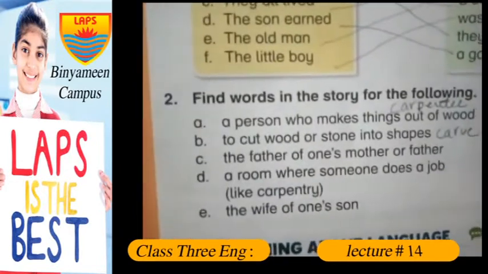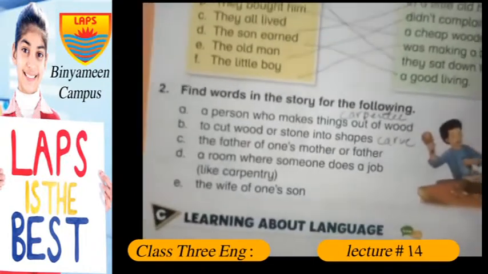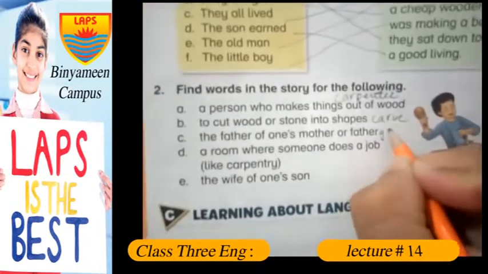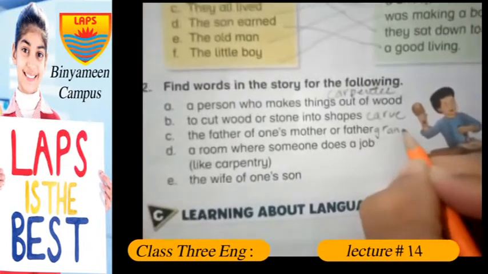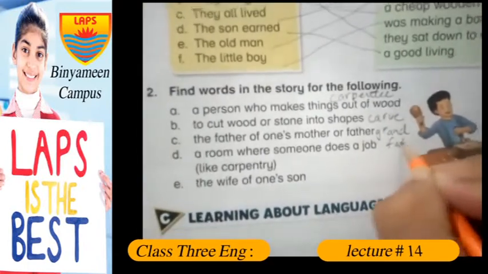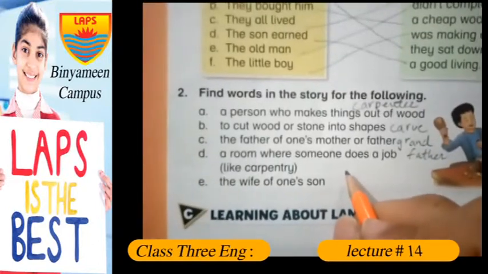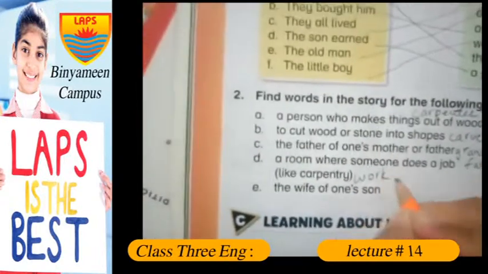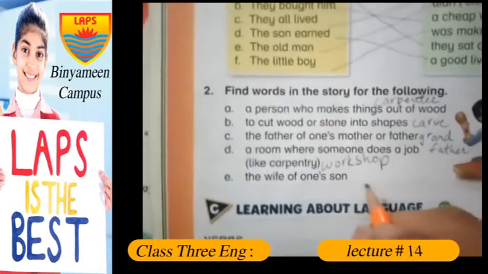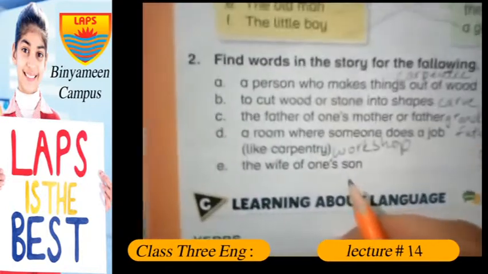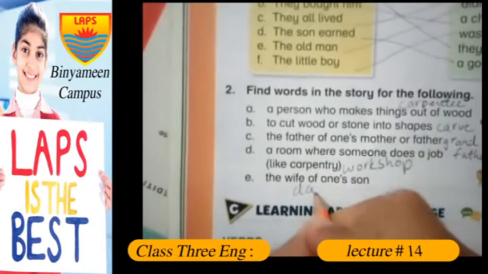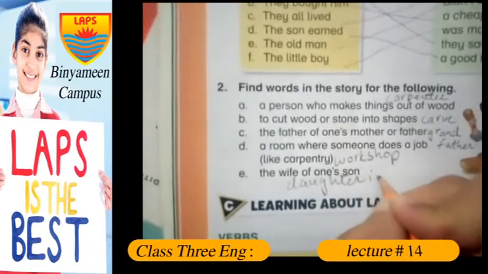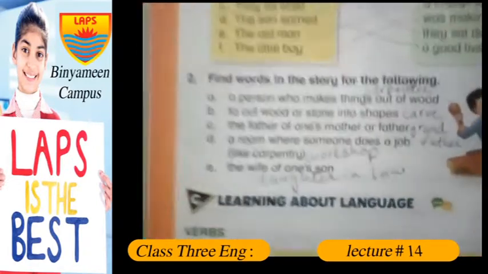And for this one, the father of one's mother or father. Yes, it is a grandparent, because he is the father of someone's father or mother. Grandfather. And for this one, a room where someone does a job like carpentry is a workshop. And the wife of one's son is daughter-in-law. D-A-U-G-H-T-E-R, daughter-in-law.